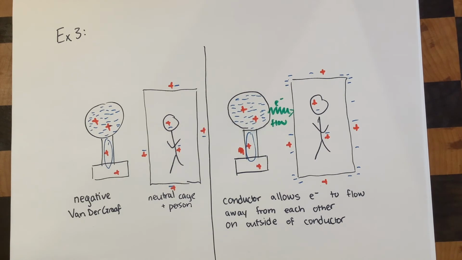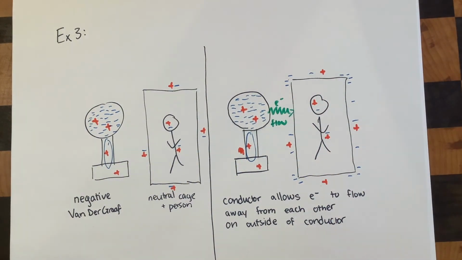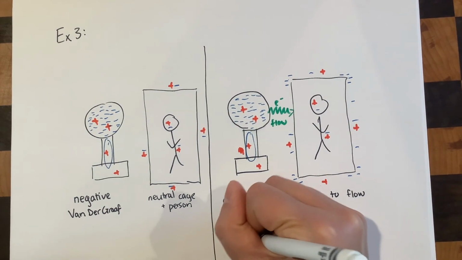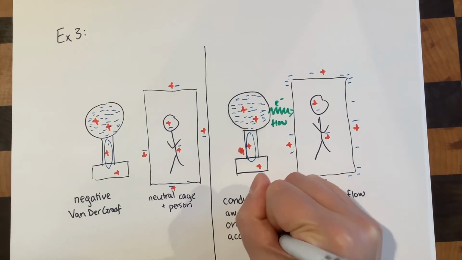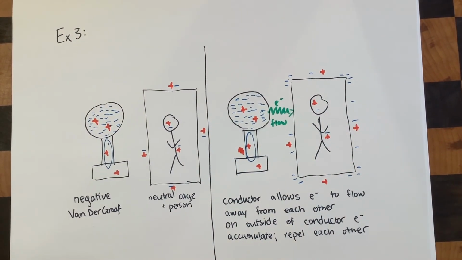Fun fact, if this were a spherical shape, they'd be evenly distributed on the sphere, but because it is a rectangular prism, they actually accumulate at the corners. So on the outside of the conductor, electrons accumulate, and that's because they repel each other. That means my person stays neutral and safe inside a cage.